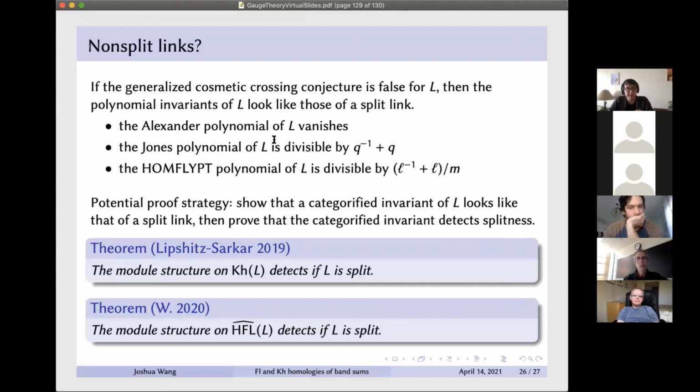So unfortunately, though, I don't know how to go from the assumption that the cosmetic crossing conjecture is false for the link L to a statement about the module structure on the link Floer homology of L. But this is a future research direction.